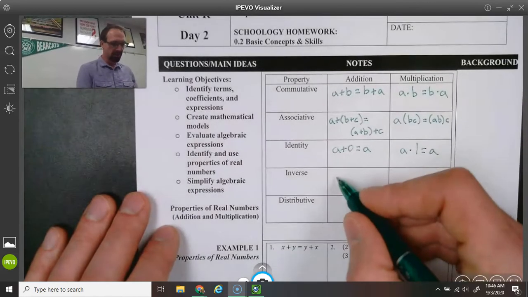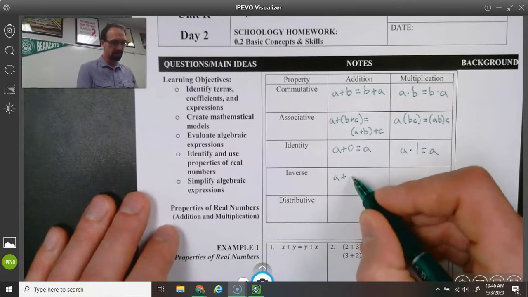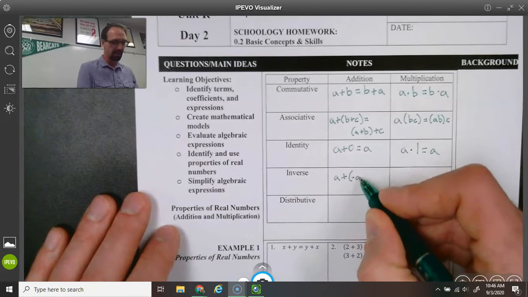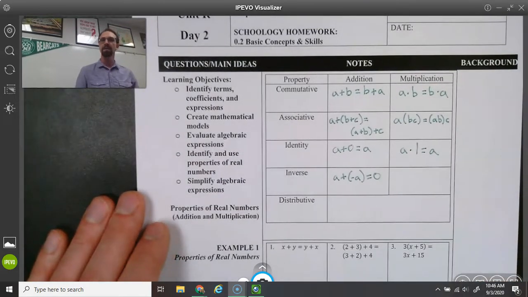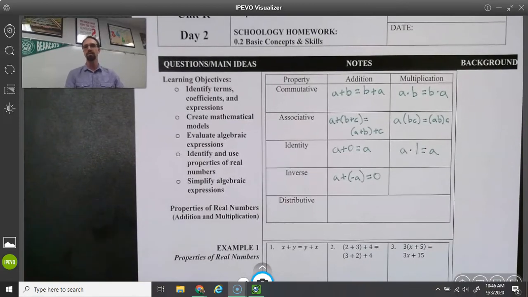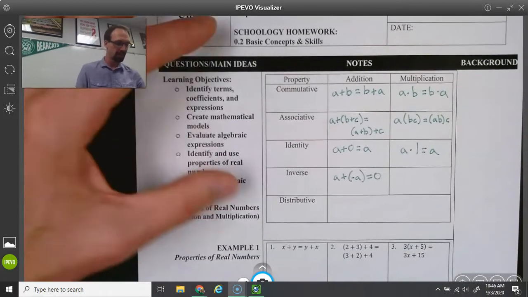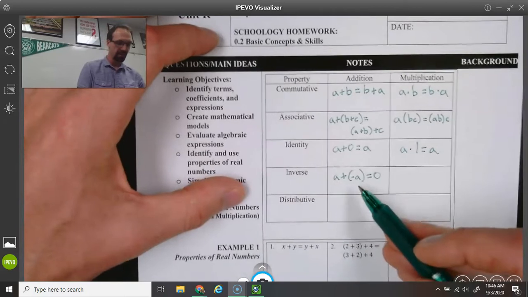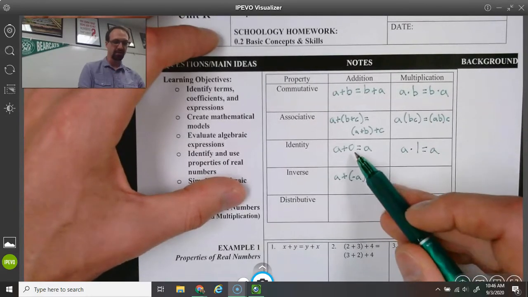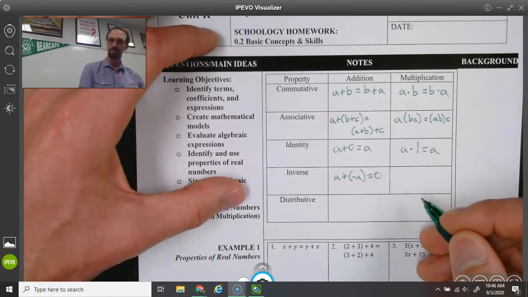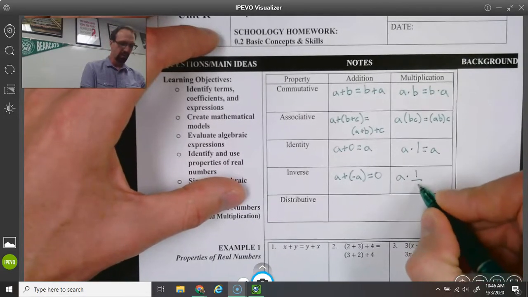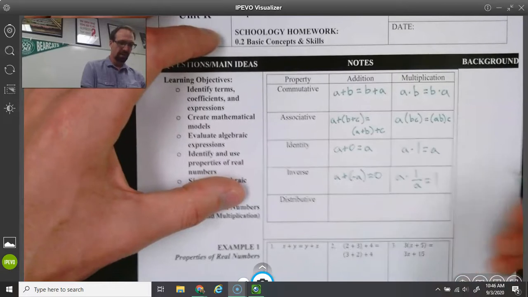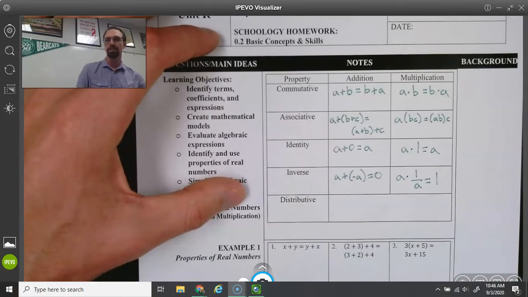The inverse, in this case, is opposite A, or negative A, and that gets you to the identity. So the inverse is what you have to do to a value to get to the identity for that value. So the additive inverse is negative A, because that gets you to the additive identity, which is 0. And then for multiplication, it is the reciprocal, so 1 over A. And then that gets you to the multiplicative identity.